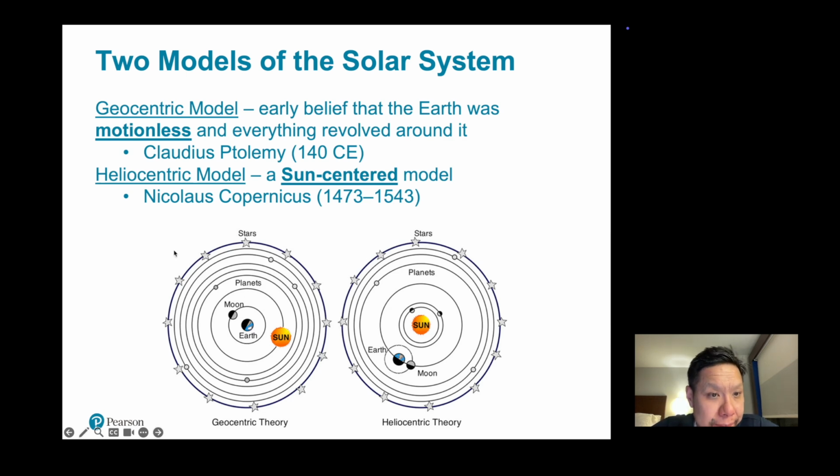Turns out he's wrong. The right model is called the heliocentric model, and its claim, which is a correct claim, is that the center of the solar system is actually the sun. This was theorized by Nicholas Copernicus, and so he was right. The sun is definitely in the center, right?